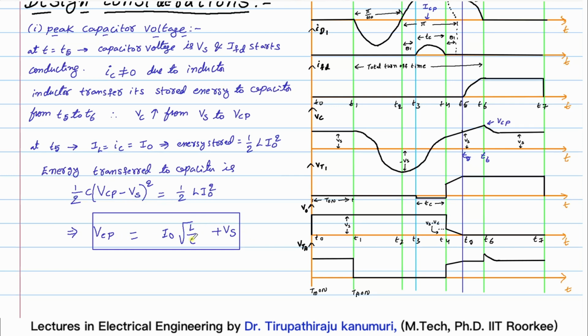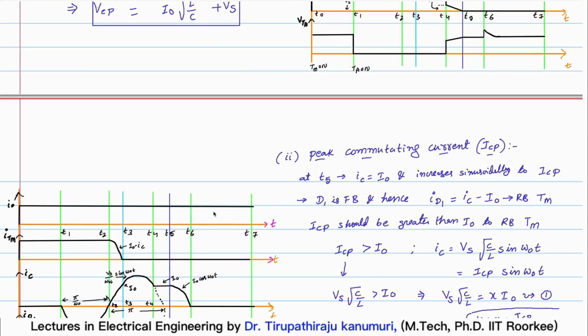So that's why VCP will be equal to I0 into square root of L by C plus Vs. Up to this much value it will reach. Now we have to see how to calculate the value of L and C, because I0 is decided by the load, that will be known to us. How to calculate L and C, we are going to see in the next section. Once you get it, substitute here, and you will know the value of VCP.